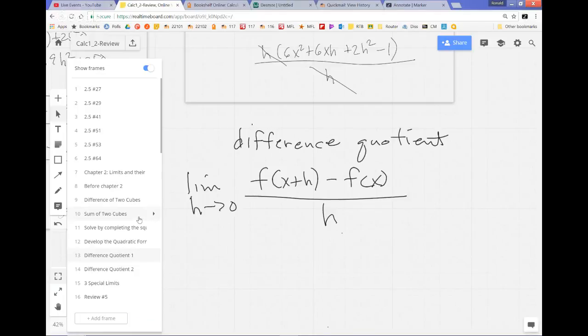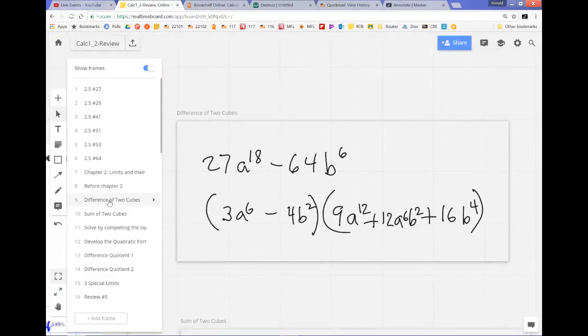Let's see, some other things we talked about the other day. The difference of two cubes. Remember we did that example? So that allows you to actually factor the difference of two cubes. Do we actually have the difference of two cubes? You have to determine that. And then you get a binomial and a trinomial. The binomial is the cube root of the first term. And then the other part of the binomial is the cube root of the minus term.